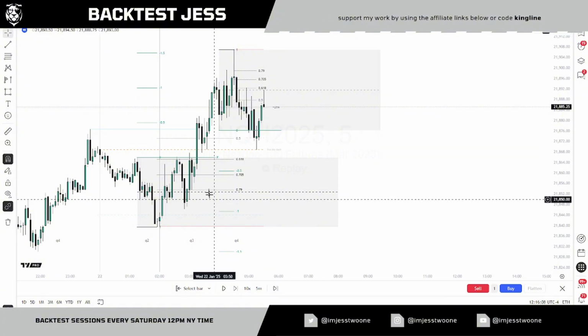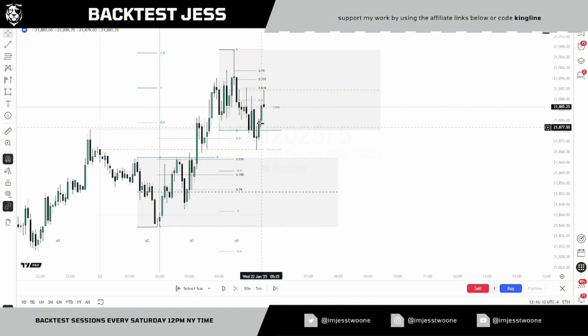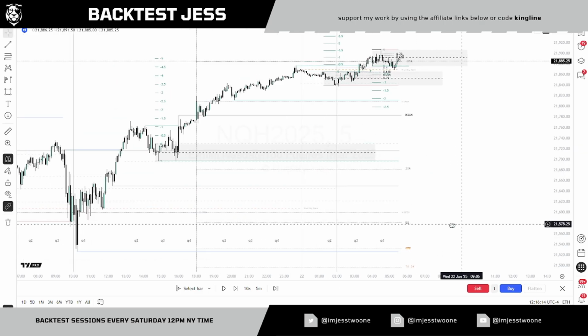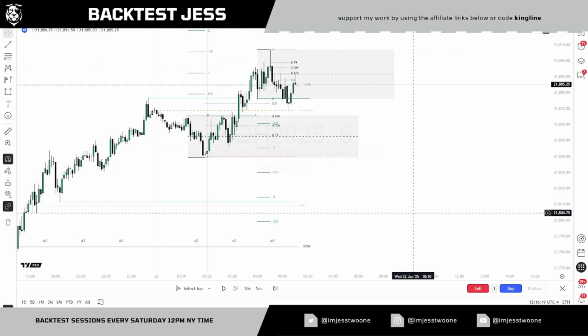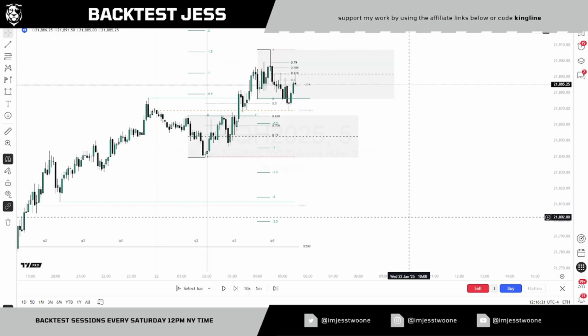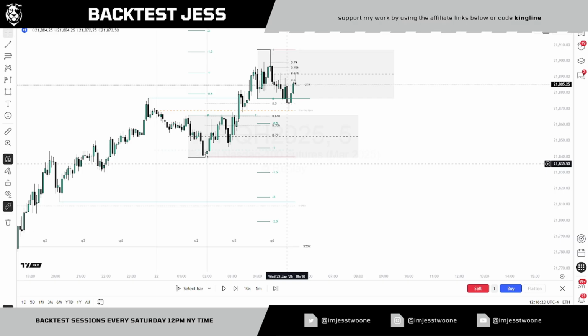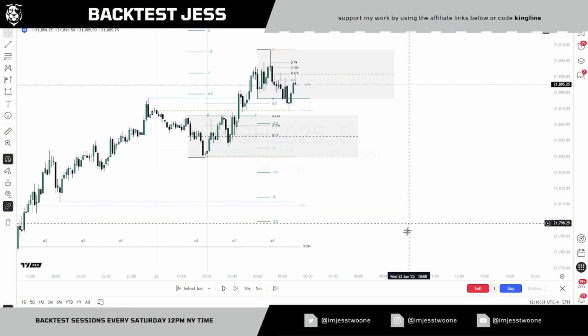All right, so we didn't return to the zone here. We're now returning to equilibrium here, and we have yet to trade lower. We've only traded higher throughout the night, and this is a Q4 manipulation. So we can't take this trade.